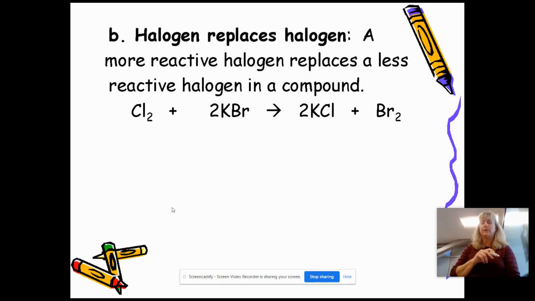So here we have chlorine, and it's a Hofbrinkel, so it has to be Cl2. So chlorine can replace bromine in that potassium bromide, and then we get potassium chloride. The bromine gets kicked out, it picks up a partner, so that it's Br2 because of Hofbrinkel. So a halogen can replace a halogen.